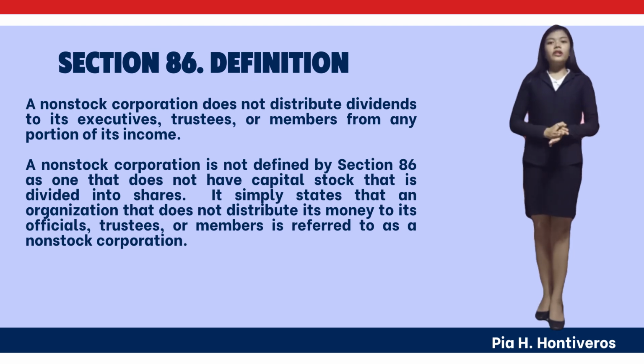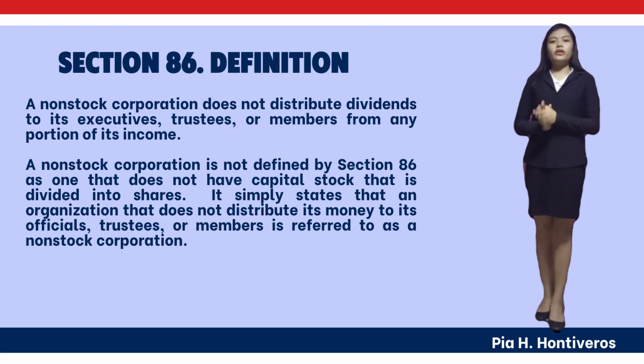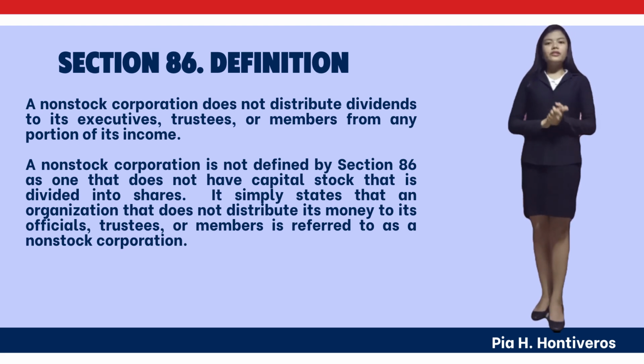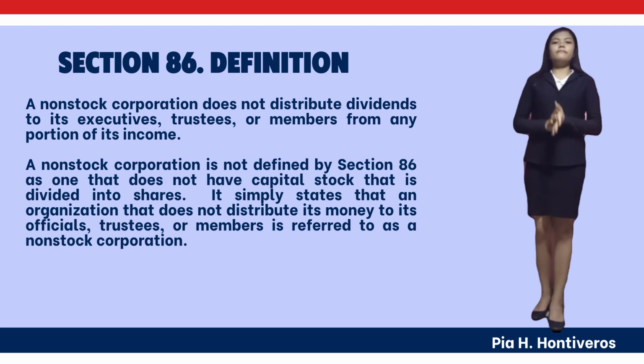A non-stock corporation is not defined by Section 86 as one that does not have capital stock that is divided into shares. It simply states that an organization that does not distribute its money to its officials, trustees, or members is referred to as a non-stock corporation. Therefore, a company will be more of a non-stock than a stock corporation if it possesses capital stock but is not permitted to pay dividends to its officers, trustees, or members.